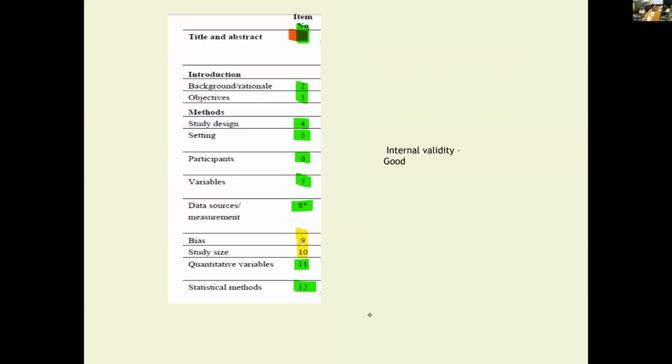So coming before the results, this was the checklist we went through. The bias and the sample size, this is not applicable, but everything else was actually well explained. Explicitly, they have not mentioned it's a cross-sectional study, but apart from that, everything else was very well covered. Coming to the results.